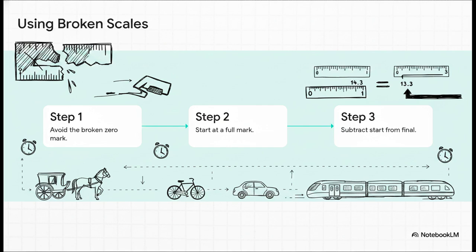And step 3, if the other end of your object lines up at, say, 14.3 centimeters, you simply subtract your starting point. 14.3 minus 1.0 gives you exactly 13.3 centimeters. It is literally a foolproof way to ensure absolute accuracy.